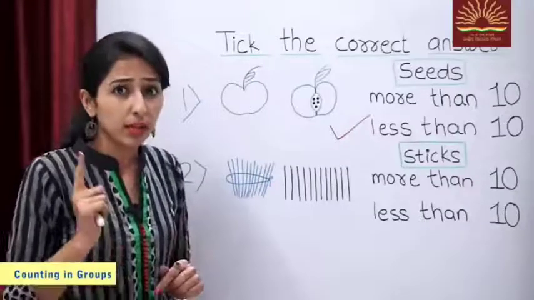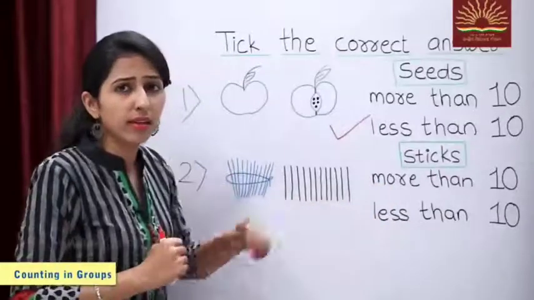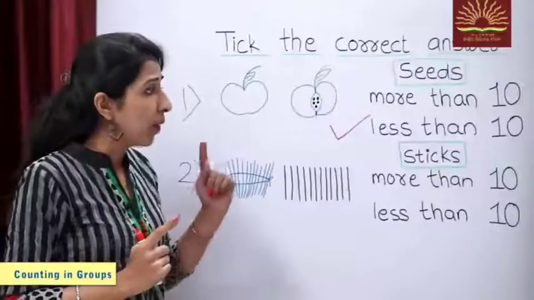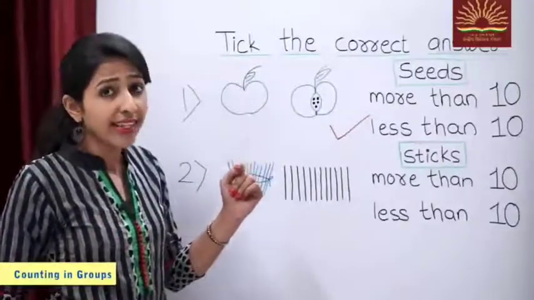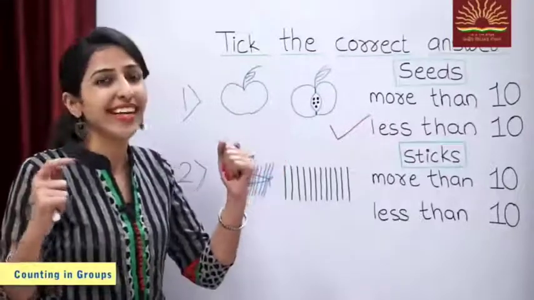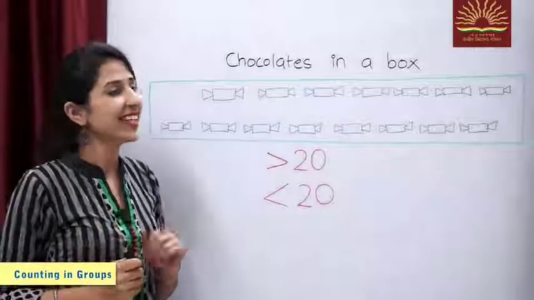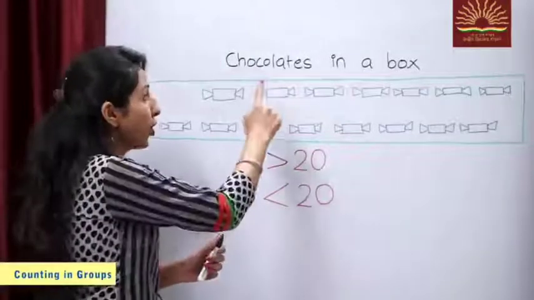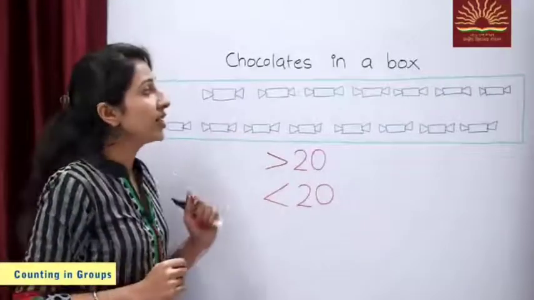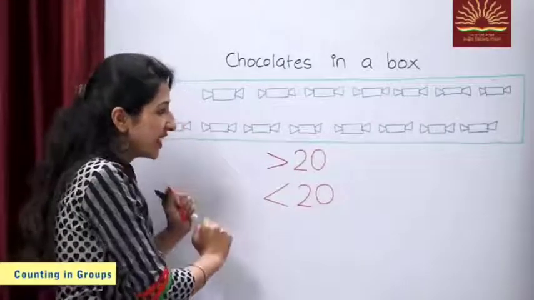Tell me students, 12 is more than 10 or less than 10? Think and tell me. 12 more than 10 or less than 10? Correct. 12 is more than 10. Let us take this example. Chocolates in a box. Let's find out whether these chocolates are more than 20 or less than 20.